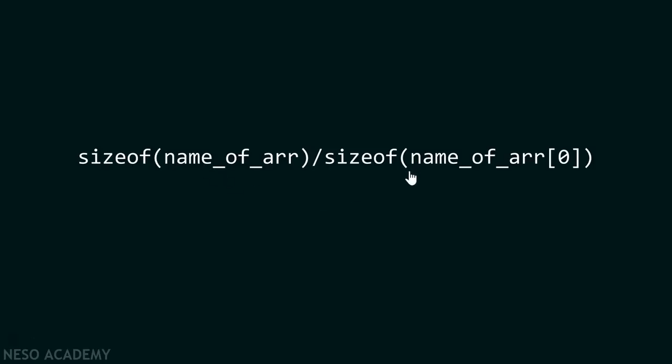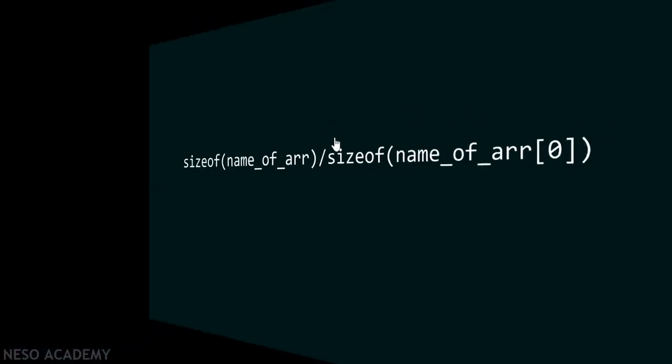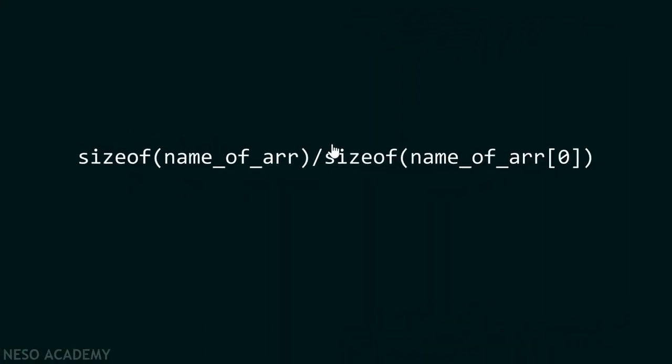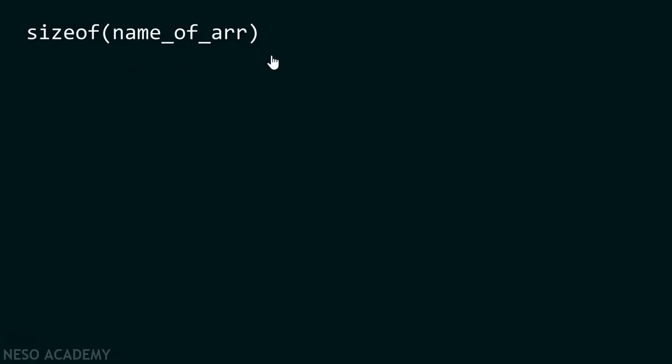I can explain why this works. But in order to explain this, I'm going to divide this sentence into 2 parts. This is going to be the first part and this is going to be the second part. Let me explain the first part and then the second part, and then I will combine both of them together in order to understand why this works. Let me explain the first part to you. sizeof name of array.